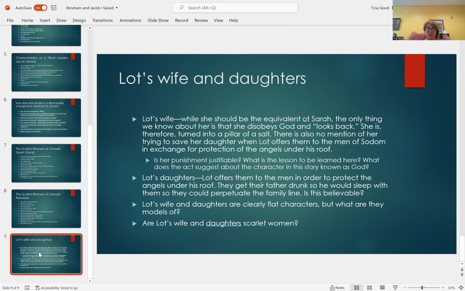And so by now, we've gotten through the women of Genesis, and now we should be able to start putting together a profile, if you will, of what a scarlet woman is, at least in the first five books of Genesis. And this is important that we begin to put this profile together as we move into Judges, when we start getting even more complex women characters to take a look at.